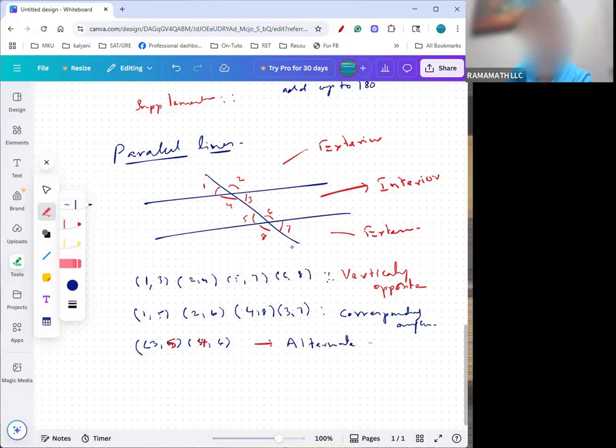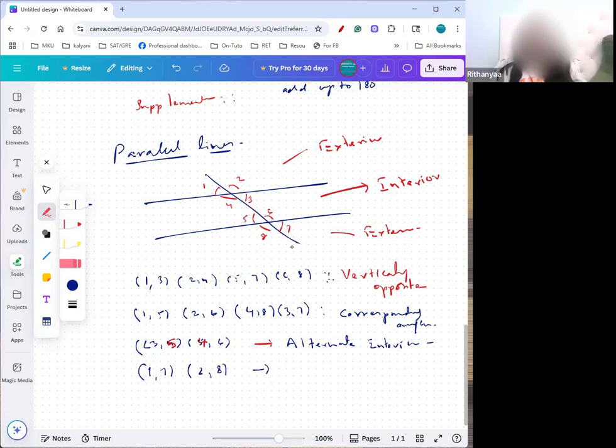Alternate interior. Similarly, 1 and 7, and 2 and 8. And these? Alternate exterior? Excellent, alternate exterior.